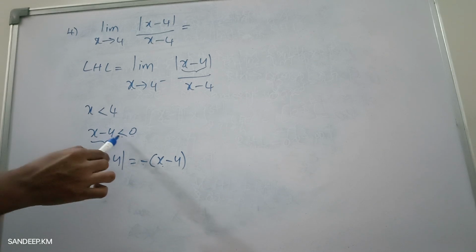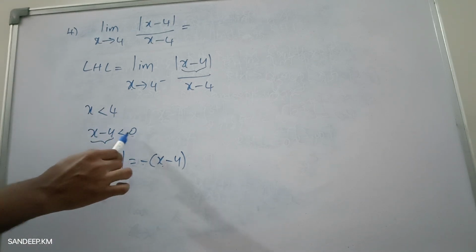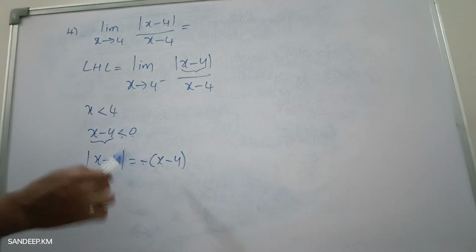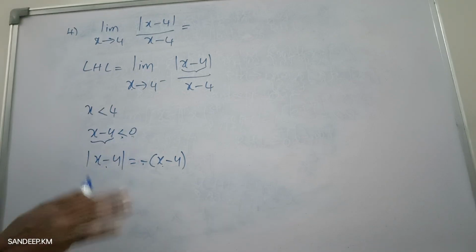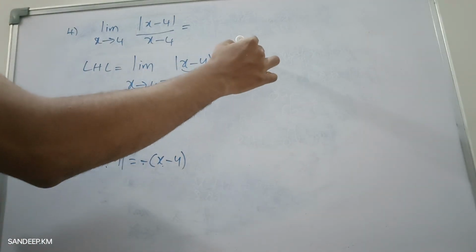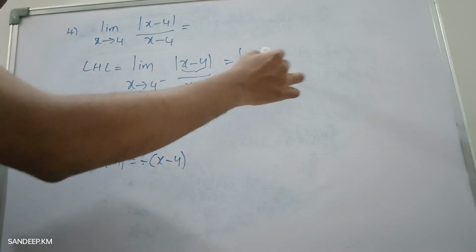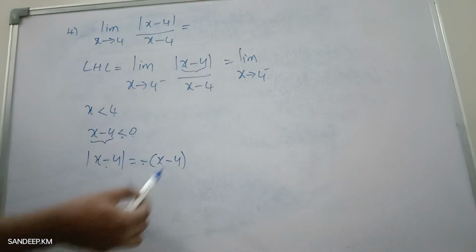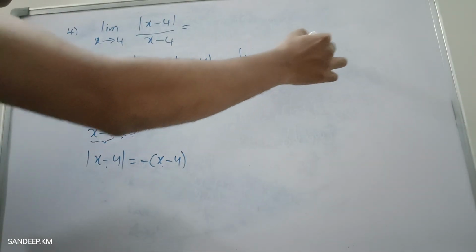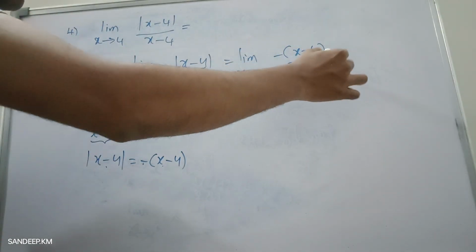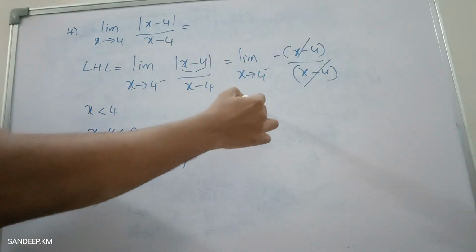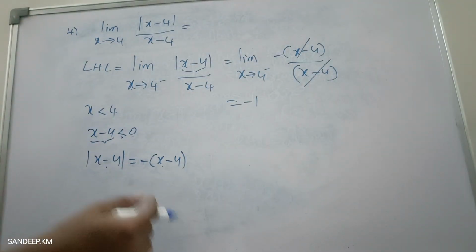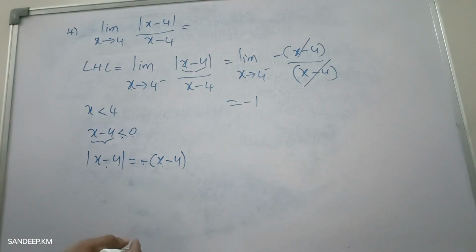What if x minus 4 is greater than 0? If you get greater than 0 here, I'll write plus. And if it is less than 0, I'll keep minus. Okay now, so come to this question. Limit x approaches 4 minus, and instead of mod of x minus 4, we are writing minus of (x minus 4). Denominator as it is. So these two will get cancelled. We are getting minus 1 as the answer. The left hand limit is, dear students, minus 1.